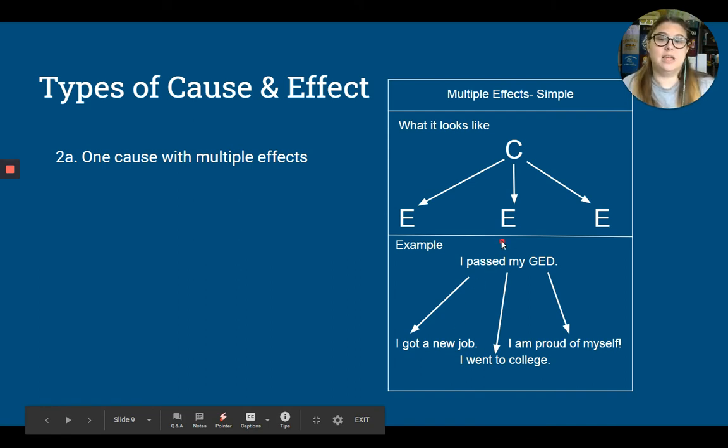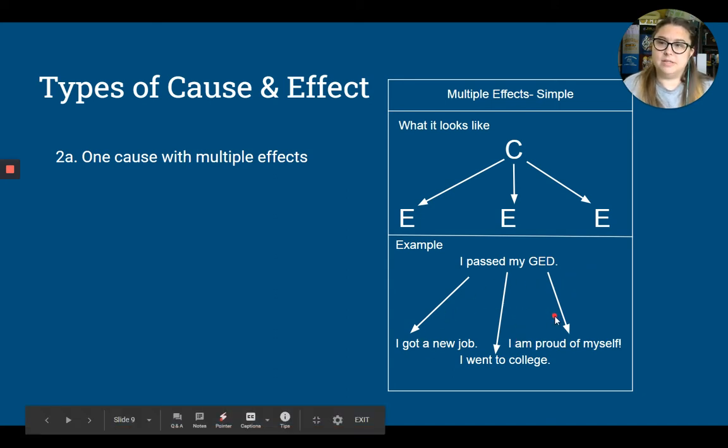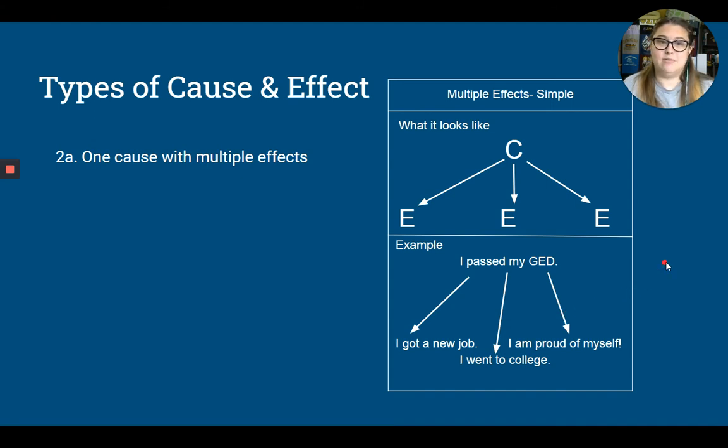All we're saying is that this one event, this one cause, I passed my GED, leads to these three separate effects. One cause leading to three effects. We know that because of how cause and effect work, that cause has to happen first in order for these three effects to happen. So that's our second type of cause and effect relationship, where we have one cause that leads to three separate effects.